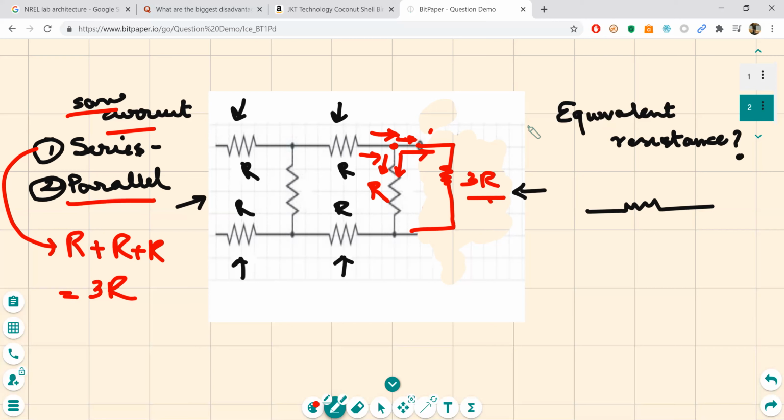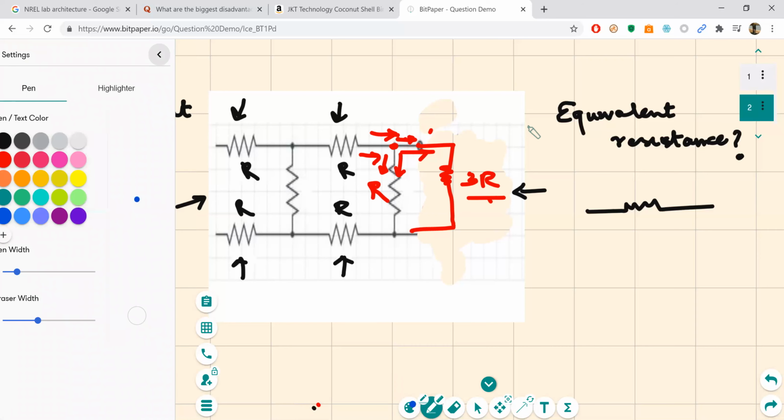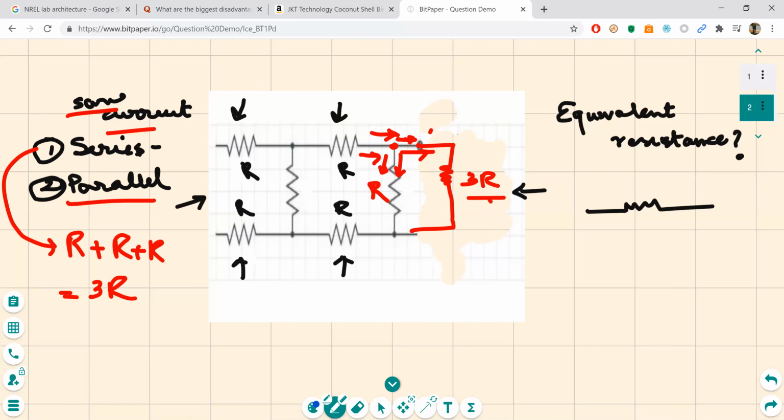What does parallel mean? Parallel means that the 2 ends of both the resistors are connected to each other. So if you look at this resistor here, one end of this resistor is connected to one end of the 3R resistor. And the other end of this resistor is connected to the other end of the 3R resistor. Yes, there's some copper wire in between, but that's just copper wire. There's no resistance or anything placed that we can see. So by definition, these 2 resistors are in parallel.